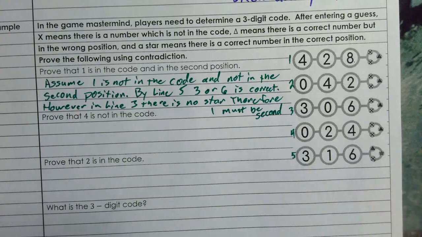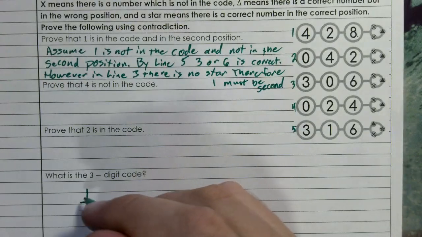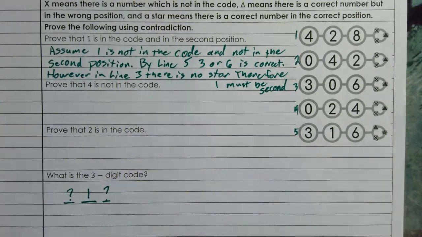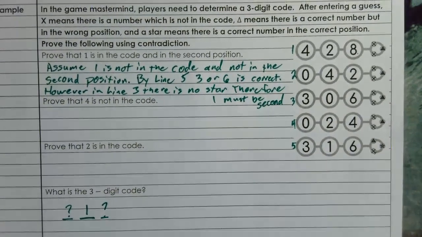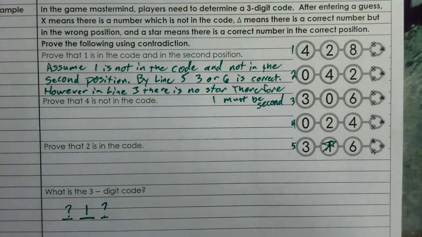So if we're thinking about what our three-digit code is, we know it's got to be 1 and then something else. To help us remember that, we could even put a little star above that 1.